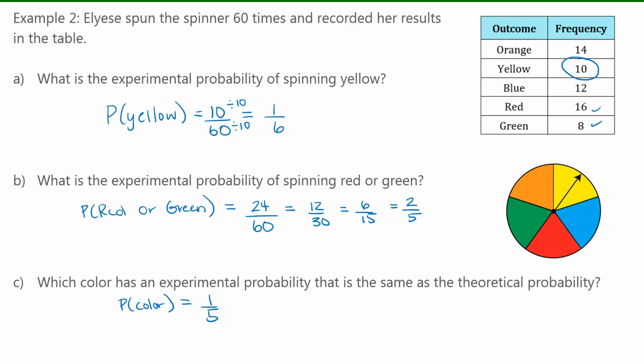If I was to write each of them as a fraction, this one would be 14 over 60. I know that's not 1 over 5. 10 over 60, we just determined that that's equivalent to 1 over 6, so that's not 1 over 5. And 12 over 60, I know if I reduce that, I get 1 over 5. So it would actually be blue, because 12 over 60 is equivalent to 1 over 5.